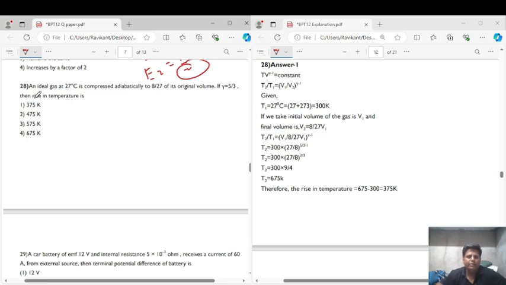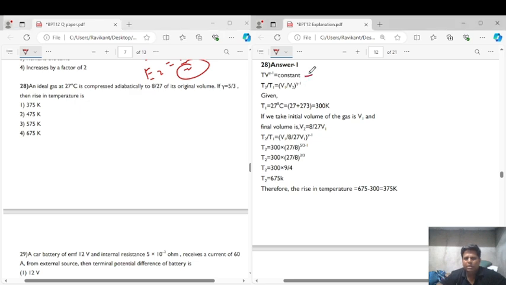An ideal gas at 27 degrees centigrade is compressed adiabatically to 8 by 27 of its original volume. If gamma is equals to 5 by 3, then the rise in the temperature is. Okay, for an adiabatic process, the equation we use is T V raised to the power of gamma minus 1 is a constant. So from here we can say that T2 upon T1 is equals to V1 upon V2 raised to the power of gamma minus 1.